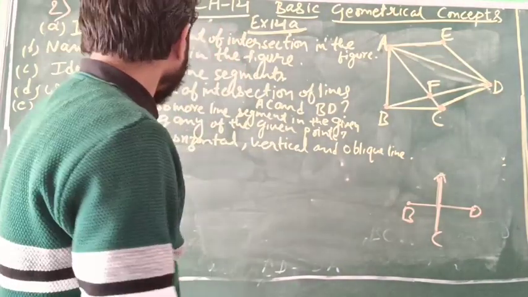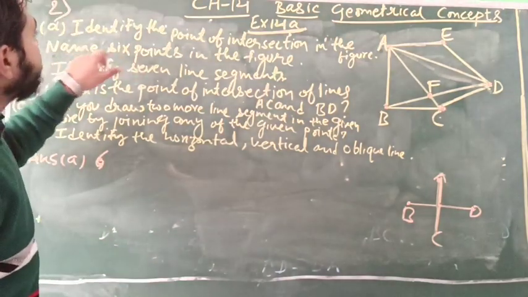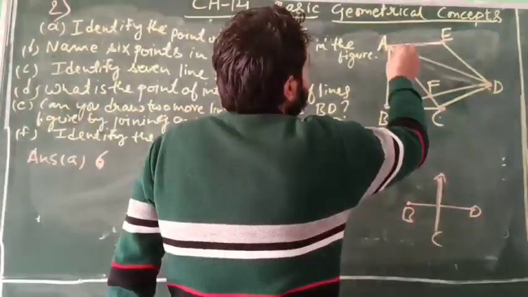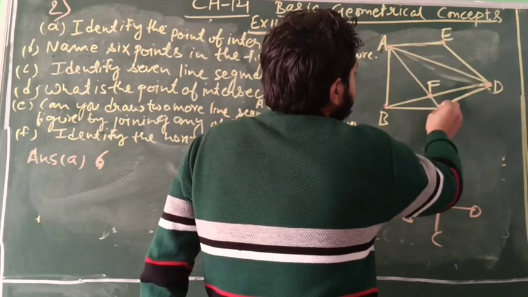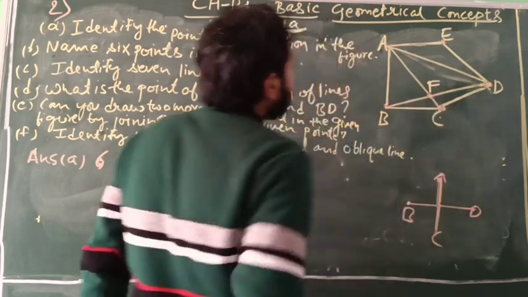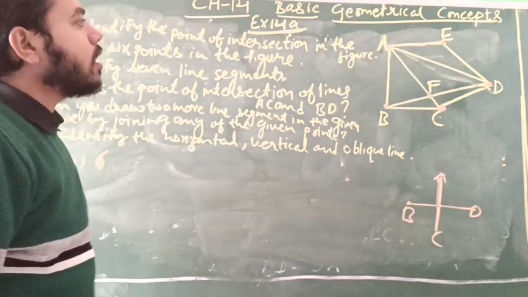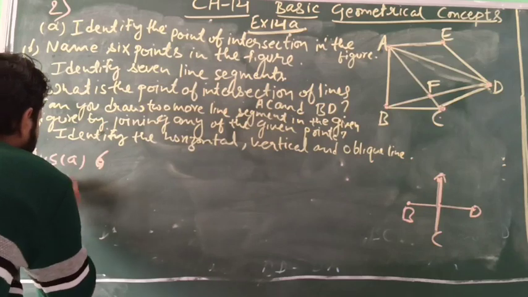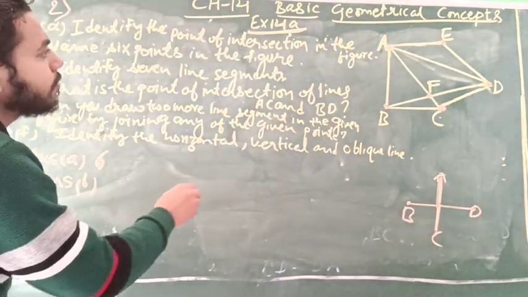Now we move to question B. Name the 6 points in the figure. So you see that the points are A, E, D, C, B, F. So these all are the 6 points. So we just write answer B.